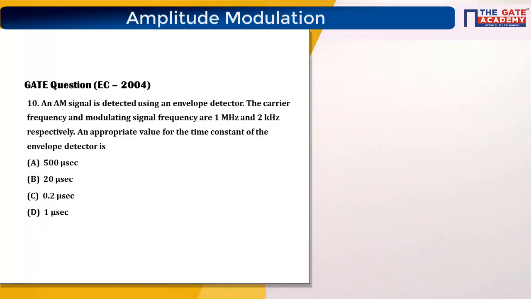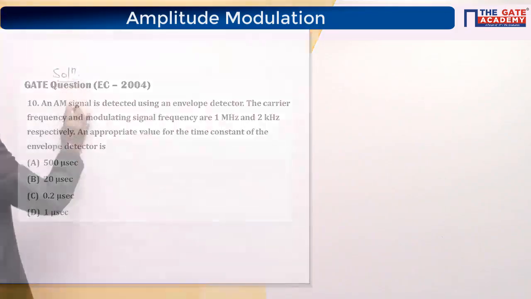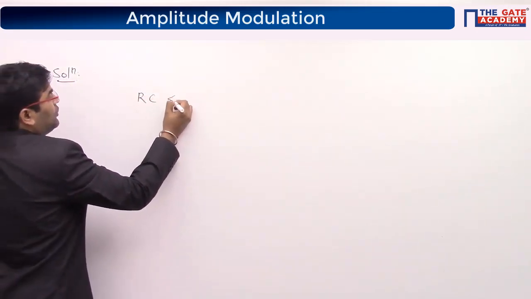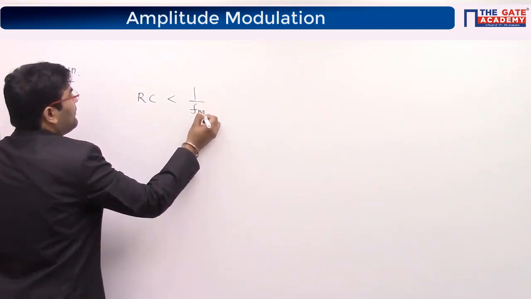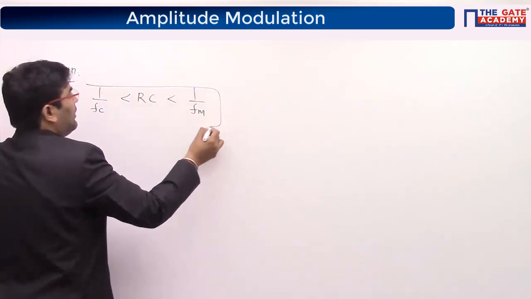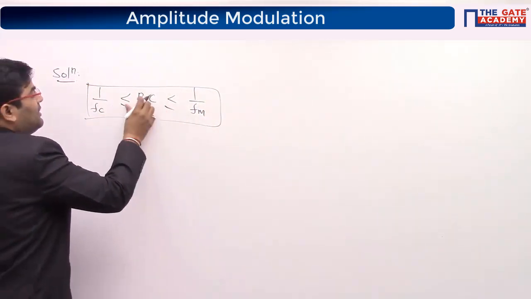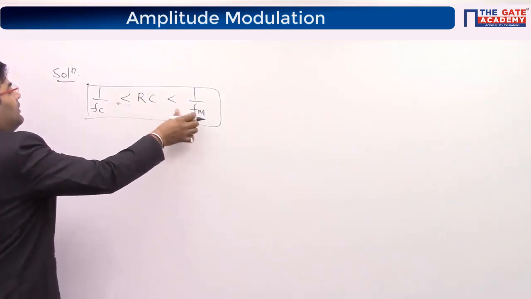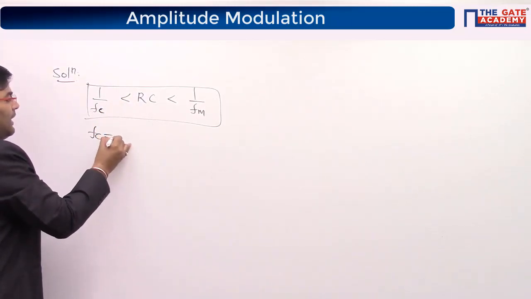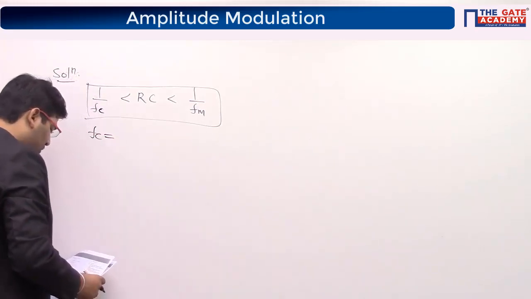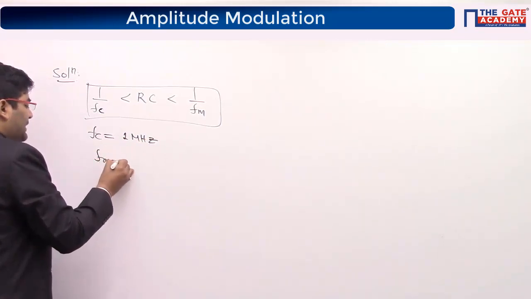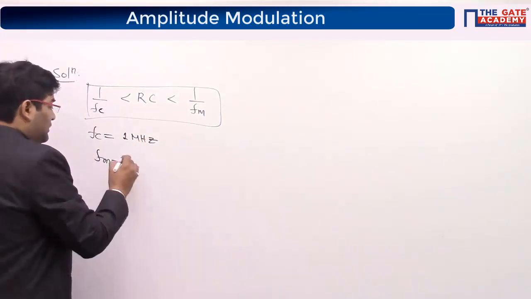In this question, guys, solution. We know that the time constant RC should be less than 1 by fm and it should be greater than 1 by fc. This is the condition. Sometimes people also put equality here, but generally we don't put equality. So take this out if you have put it. Now what is fc? Carrier frequency is given as 1 megahertz, and message frequency is given as 2 kilohertz.